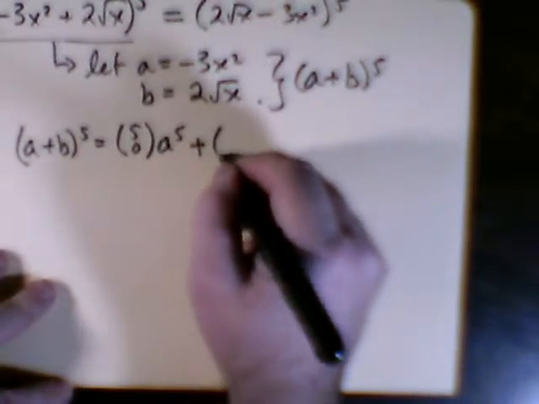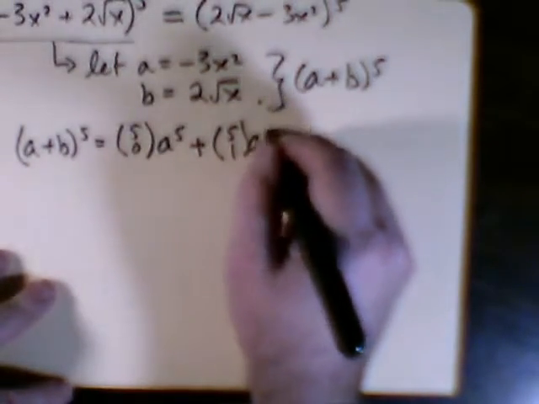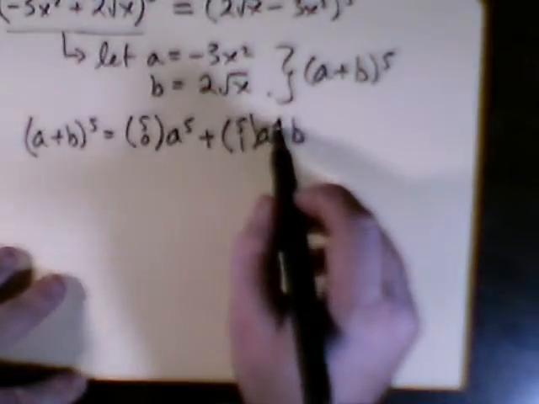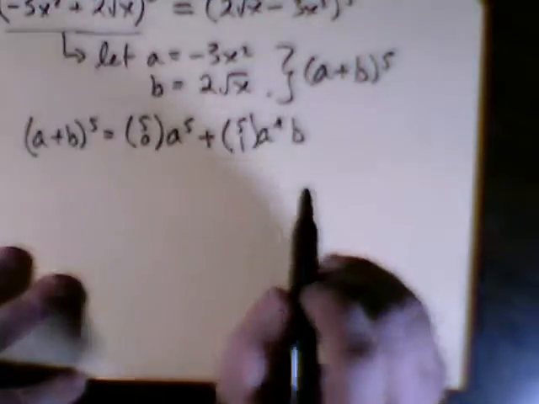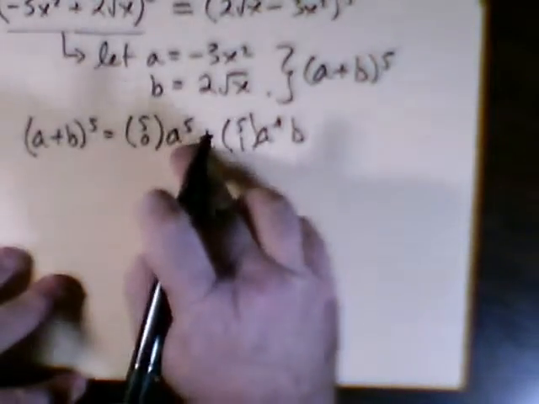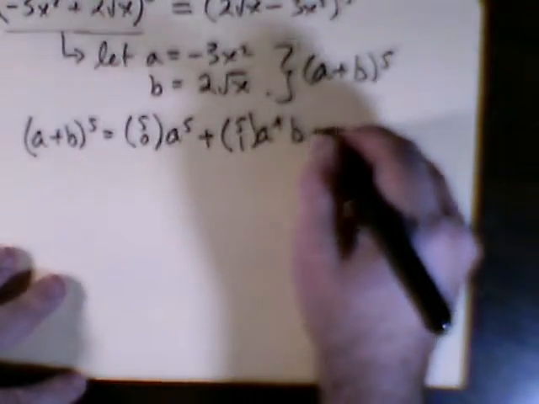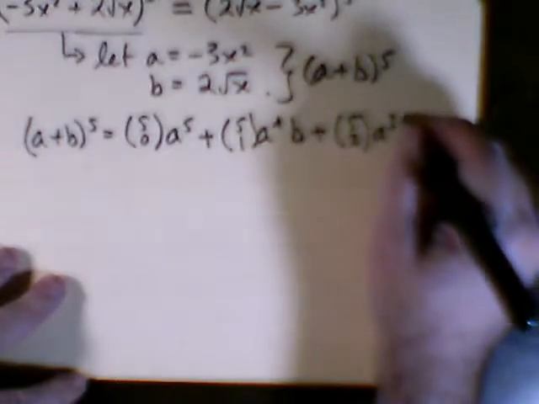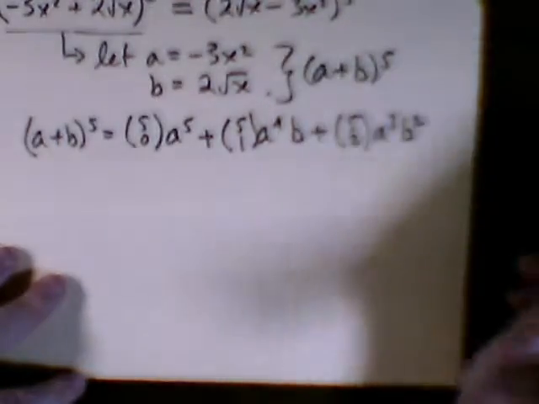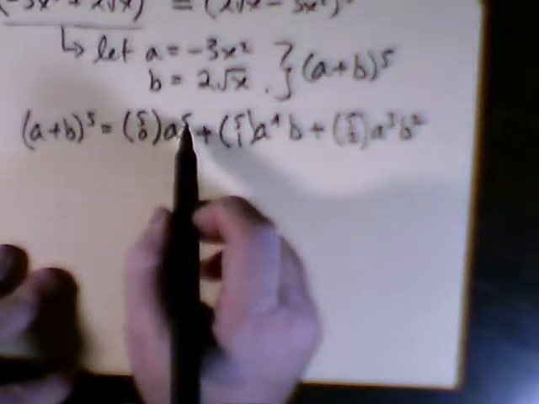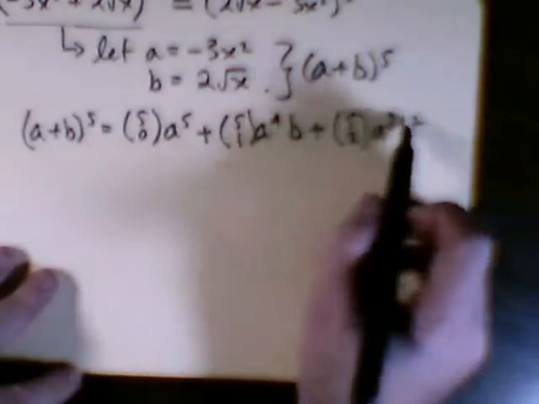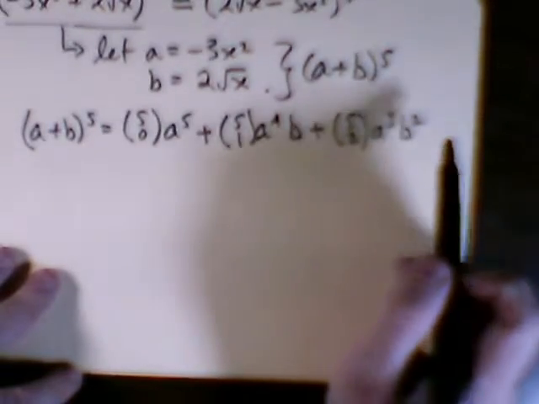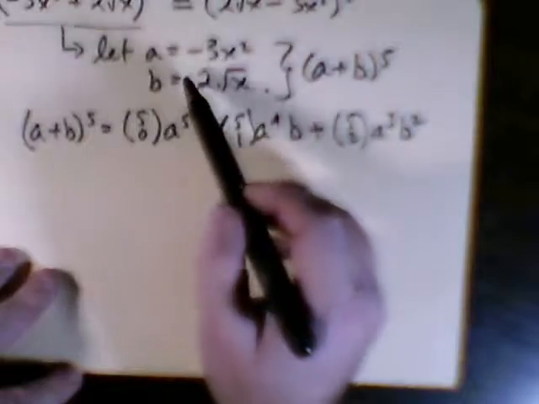We're going to add that to 5 choose 1, a to the power 4 times b. So notice we go down by one power from a to the 5th to a to the 4th, and the b goes from b to the 0 to b to the 1. Our next term, 5 choose 2, a cubed b squared. Notice that the sums of the exponents on a and b always add up to 5. That's important that you notice that. If they don't add up to 5, you're doing something wrong.